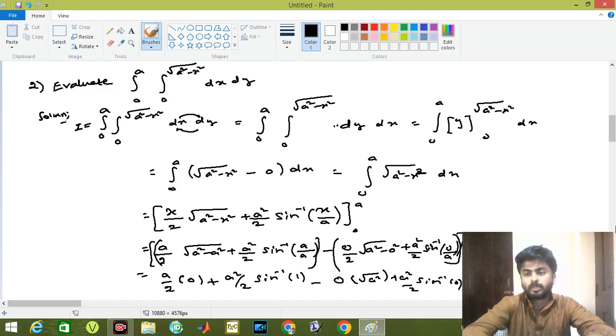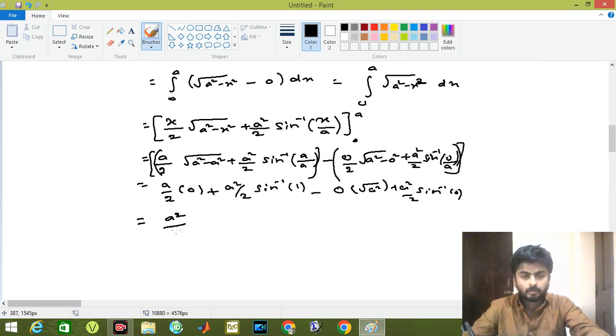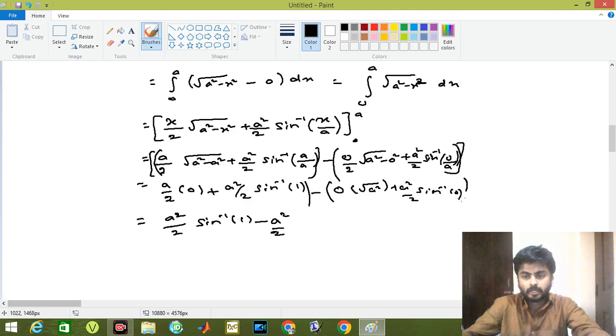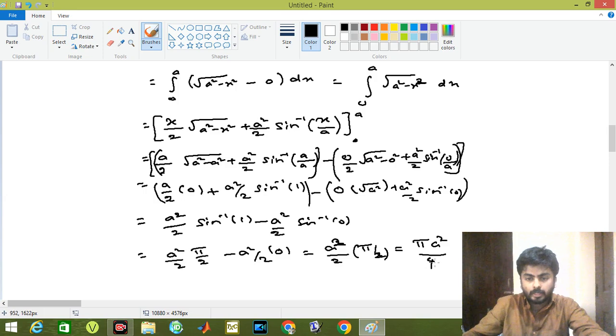So that is equal to a square by 2 sine inverse of 1 minus a square by 2 sine inverse of 0. Sine inverse of 1 is pi by 2, and sine inverse of 0 is 0, so that is equal to a square by 2 into pi by 2, that is equal to pi a square by 4. Okay, this is the solution.